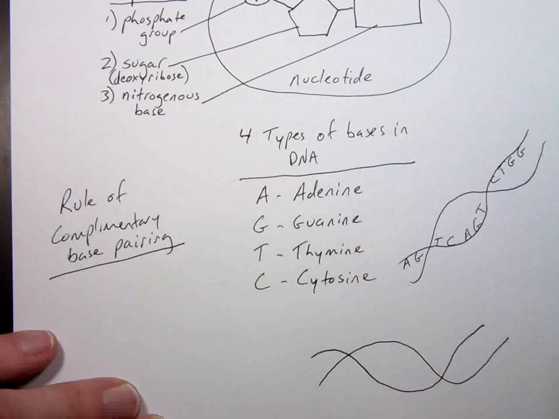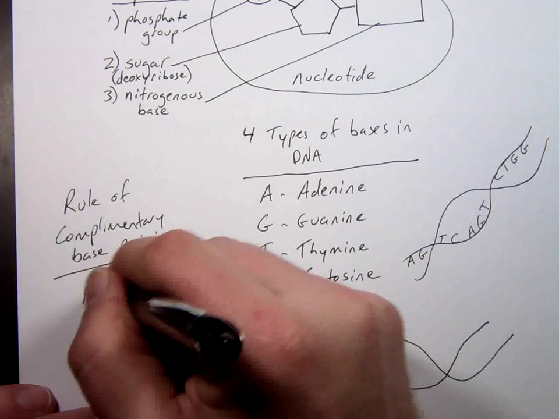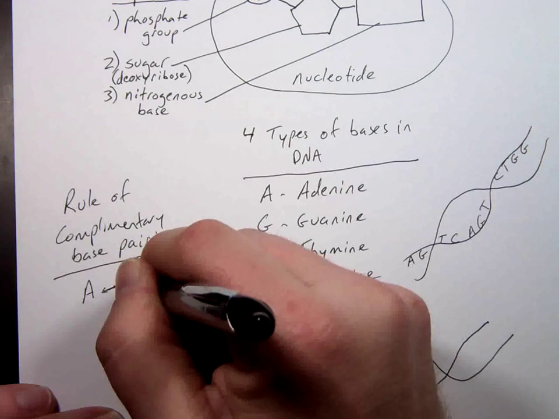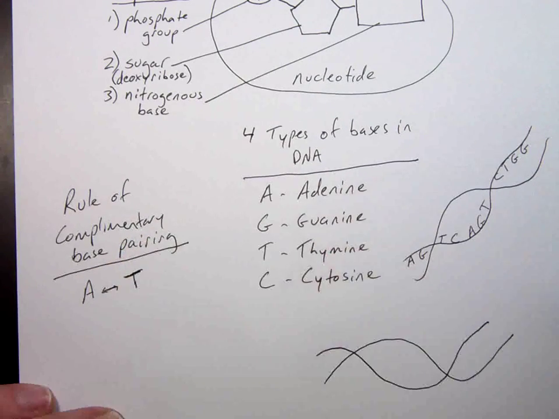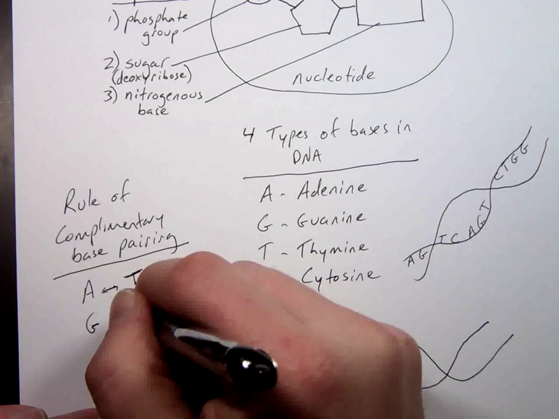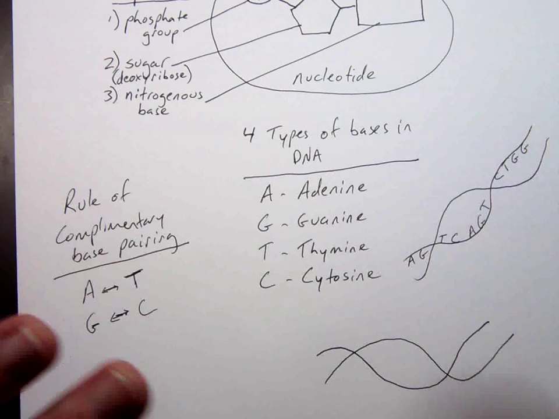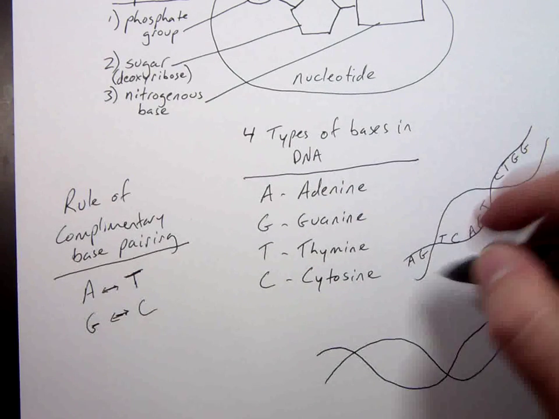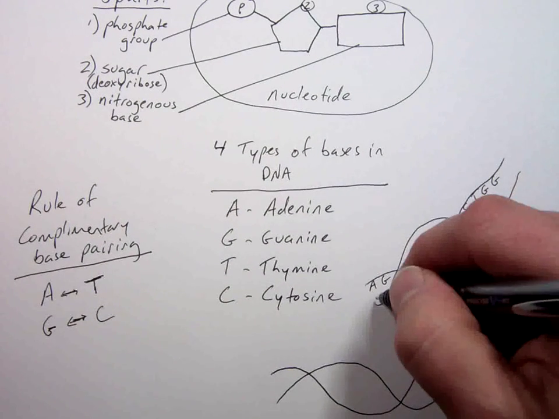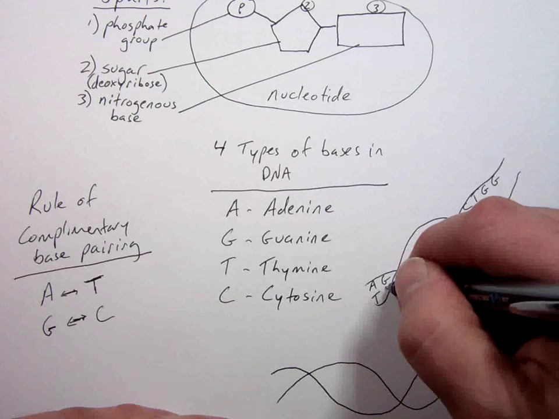Okay, this is what the rule is. A pairs with T. C... T... G... Oh, sorry, first time. G pairs with C. That's it. That's the whole rule. So across from each of these, line them up with who they're supposed to match up with. So A should go with T. G should go with C.